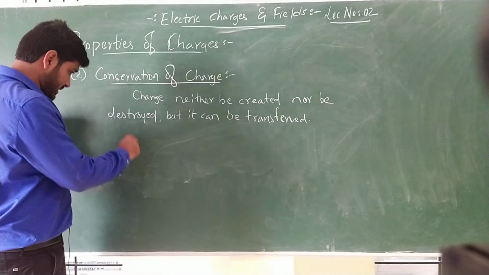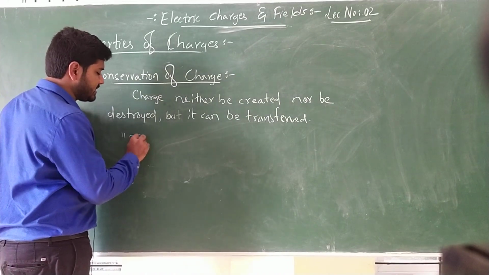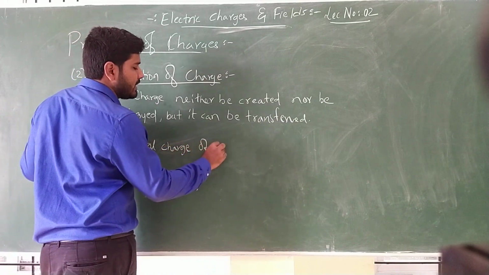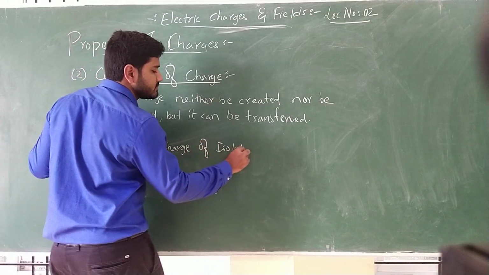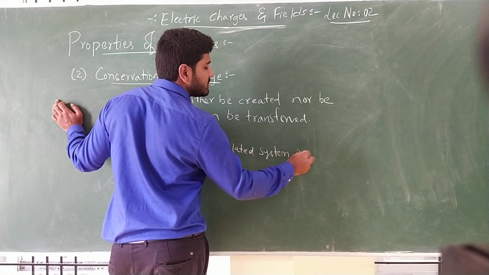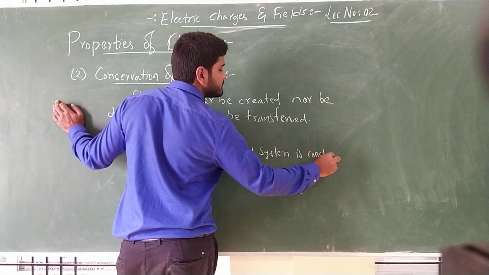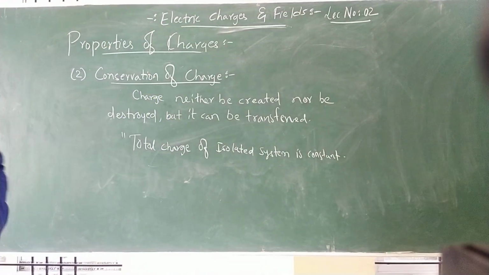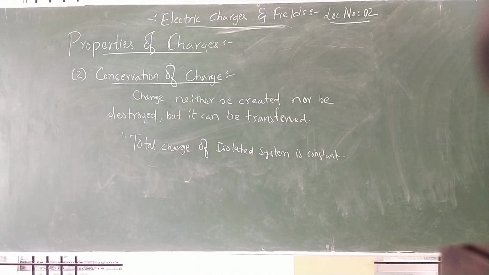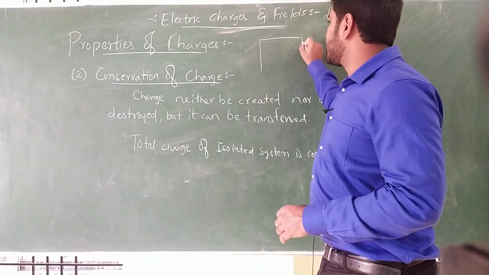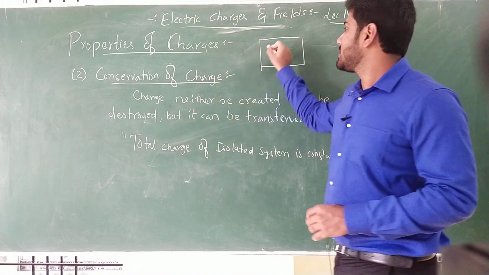Or this law can also be written as: the total charge of an isolated system is constant. What does it mean? To understand this, one thing you should know. Suppose there is one system, this is one isolated system. How much charge is in it?